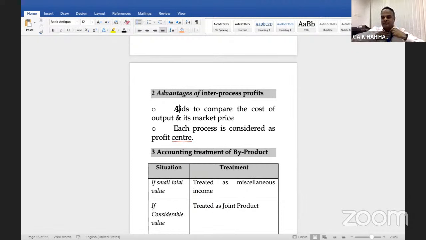Yes. In case of contract costing, cost center and cost unit both are same. In case of contract costing. Very good. In contract, where I am going to incur the cost, each and every contract I have to incur the cost. Therefore, contract is my cost center.